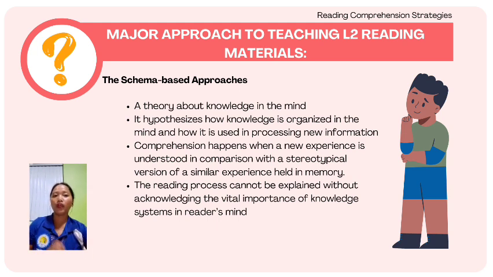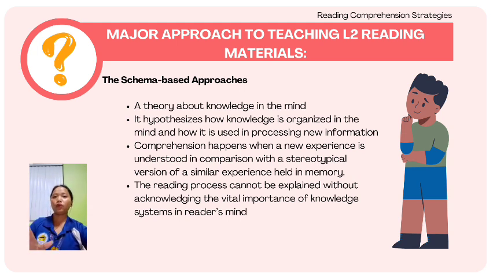Comprehension happens when a new experience is understood in comparison with a stereotypical version of a similar experience held in memory. So according to schema theory, comprehension happens when a new experience is understood in relation to a previously stored schema. This means that when we encounter new information, we compare it to a stereotypical version of a similar situation or experience stored in our memory.